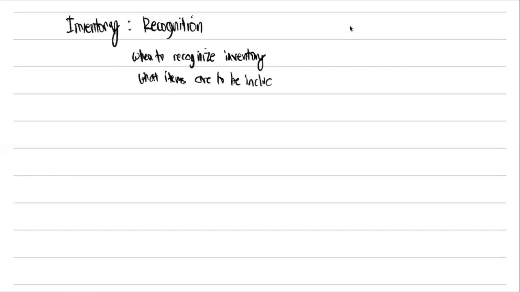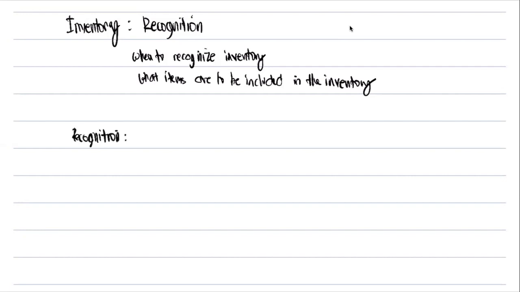Hi, our topic for today is inventory, and we will focus on the recognition of inventory. For this particular topic, we are to learn when to recognize inventory, and also what items are to be included in the inventory. Okay, so we start first with the recognition of inventory.